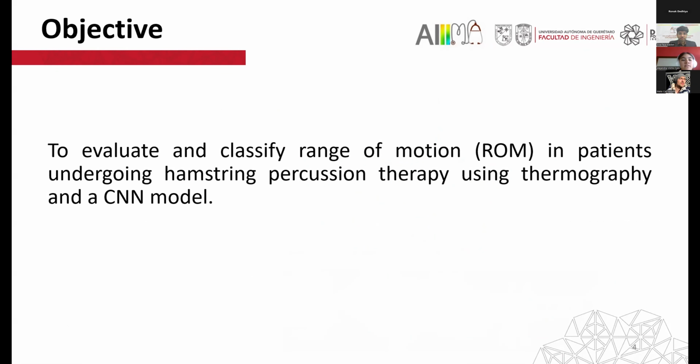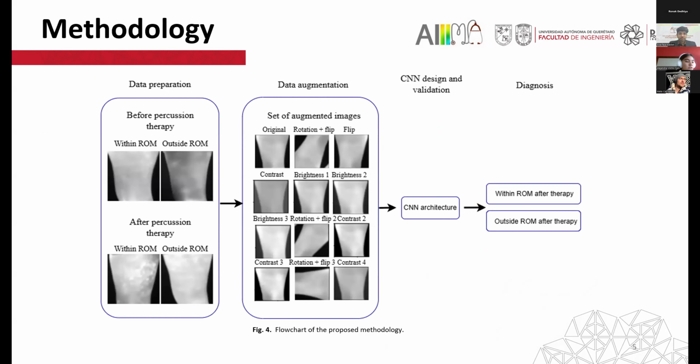So the objective of our study is to evaluate and classify range of motion in patients undergoing hamstring therapy using thermography and a CNN model. Our proposed methodology was divided into 3 phases. The first phase is data preparation, in which we use a private data set and divide it into 2 classes. The first class is within range of motion, and the second class is outside range of motion.